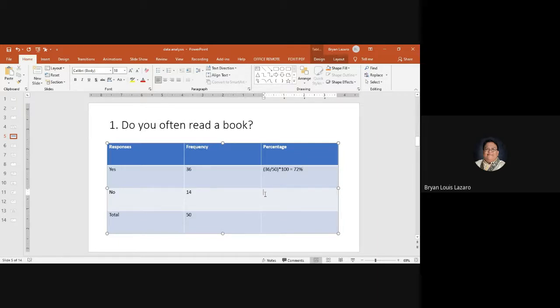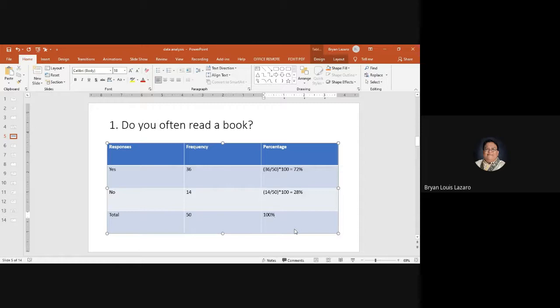And then, sa no naman, 14 divided by 50 times 100, that is 28%. A total of 100%. Always remember, na ang total nyo dapat ay 100%. Kasi it's a whole eh. It's 100. So dapat 100%. Then you multiplied it by 100. Therefore, it must be equal to 100 when you add them.